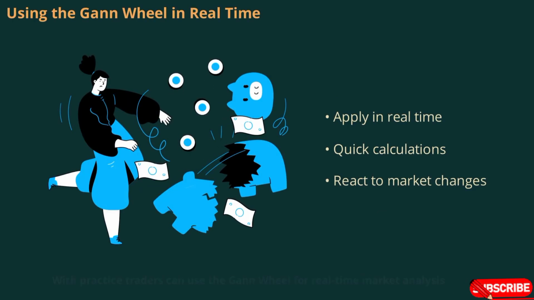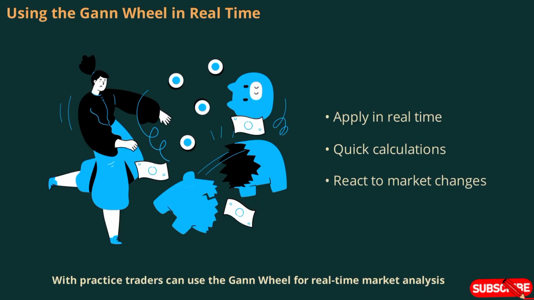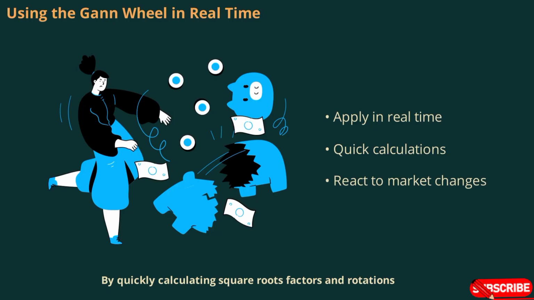With practice, traders can use the Gann wheel for real-time market analysis. By quickly calculating square roots, factors, and rotations, you can identify key price levels as the market moves. This agility gives traders a significant advantage, allowing them to react swiftly to changing conditions and capitalize on emerging trends.